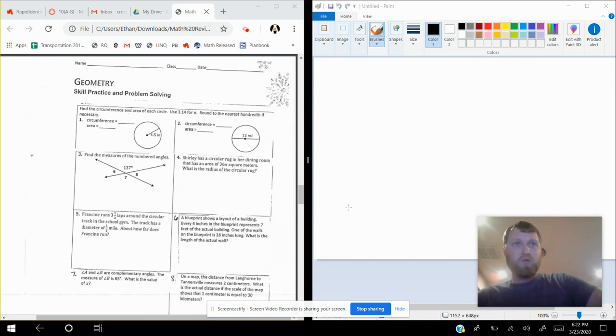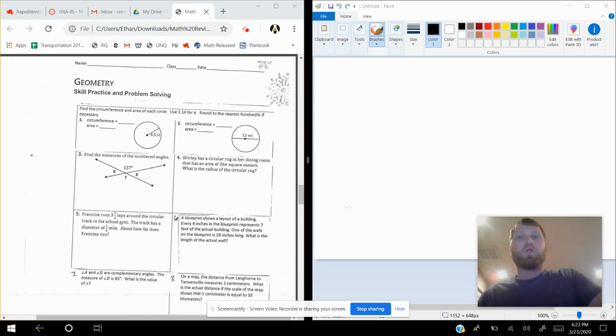Okay. So today we're going to do a geometry page. We're going to do probably 4 problems on here because I don't want to just give you all the problems I did last time. So we're going to go over a couple circle problems and a couple angle problems. So just bear with me, and we can get through this.